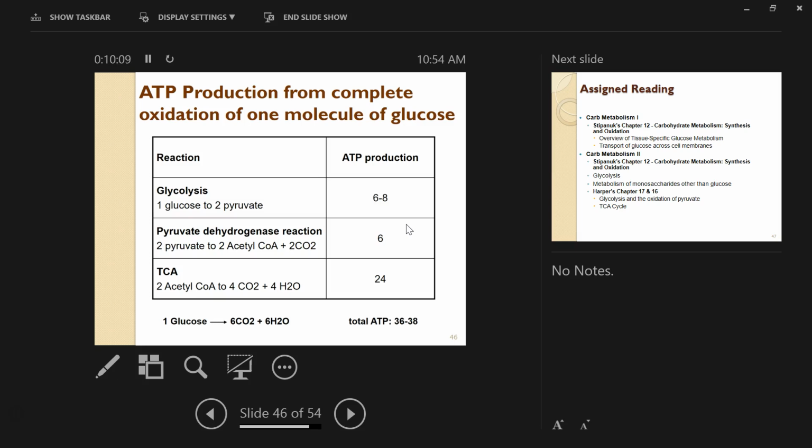Now, how many ATPs can be produced or generated once we finish one turn of the TCA cycle? We have not talked about it yet, right? And also, don't forget, there is actually one more step in the mitochondria, that is pyruvate converted to acetyl-CoA. And this step also produces NADH, you remember, right?